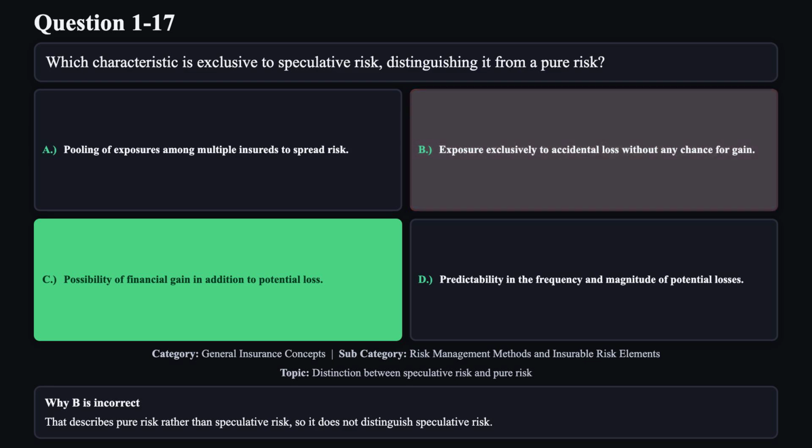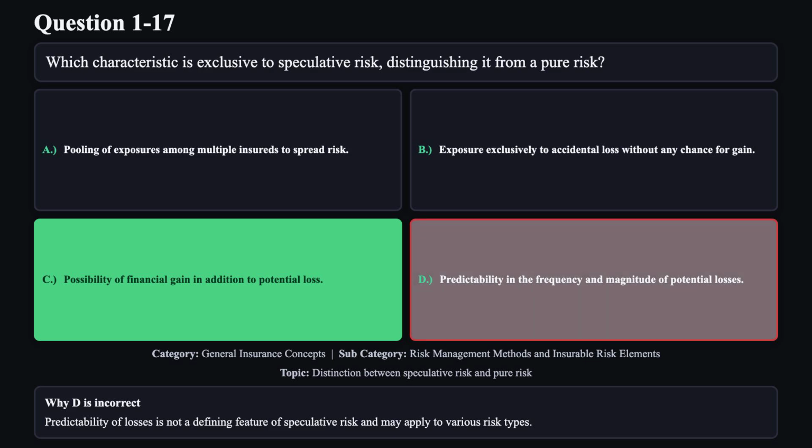Reason B is not correct. That describes pure risk rather than speculative risk, so it does not distinguish speculative risk. Reason D is not correct. Predictability of losses is not a defining feature of speculative risk and may apply to various risk types.